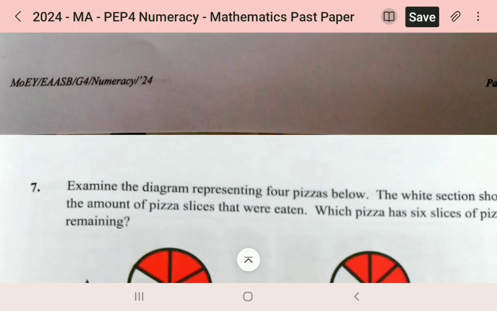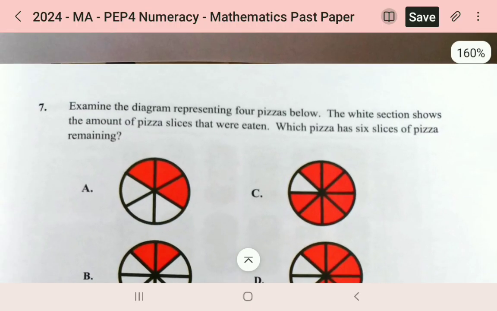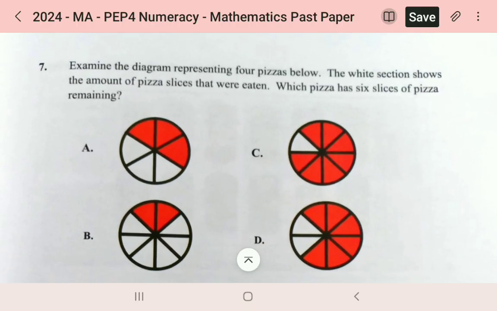Not bad. Number 7. Examine the diagram representing 4 pizzas below. The white section shows the amount of pizza slices that were eaten. Pay keen attention now, you're used to dealing with the shaded portion. This one is asking you about the unshaded, so pay attention to that.